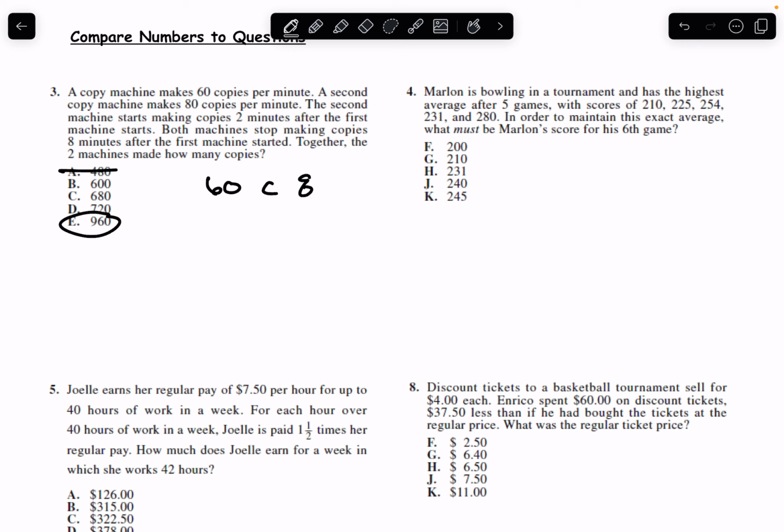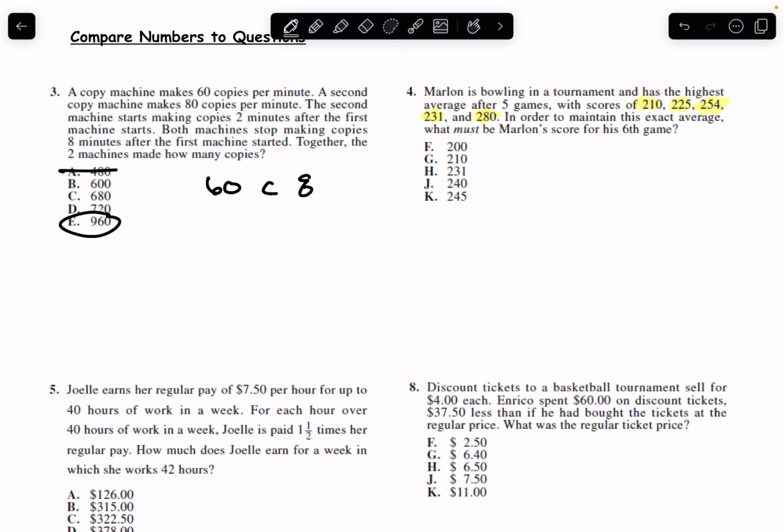Number 4, Marlon is bowling in a tournament. He has the highest average after 5 games. And then it gives you his scores: 210, 225, 254, 231, 280. So his biggest score is 280. His smallest is 210. He's going to play 1 more game, and he wants to keep his average the same. Well, we don't know what the average is, but I can eliminate some things pretty quick. His smallest score was 210. So his average is going to be higher than that. It's going to be somewhere between 210 and 280.